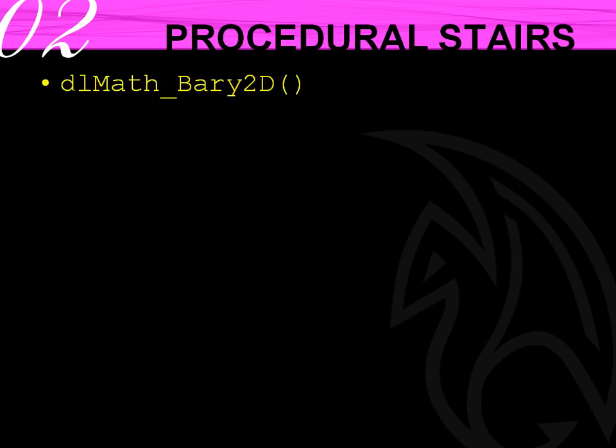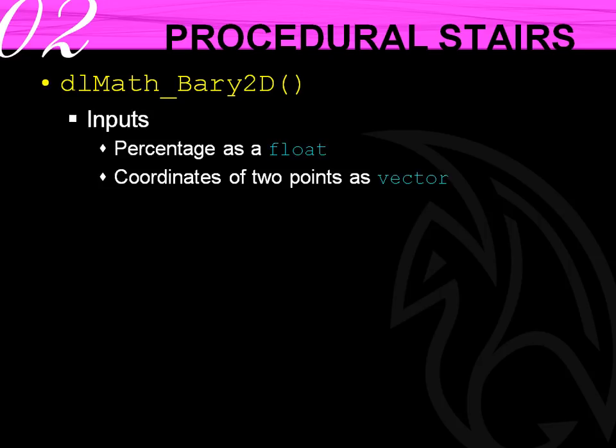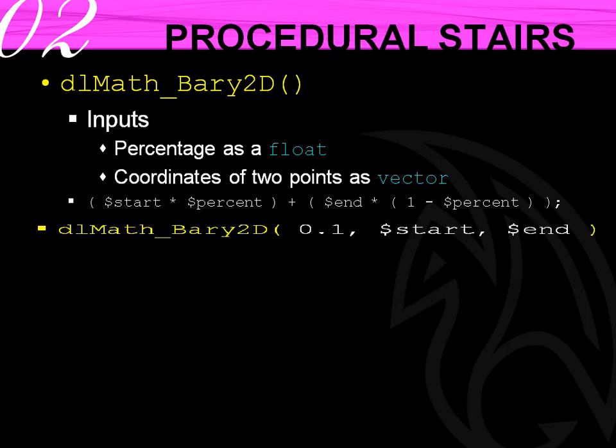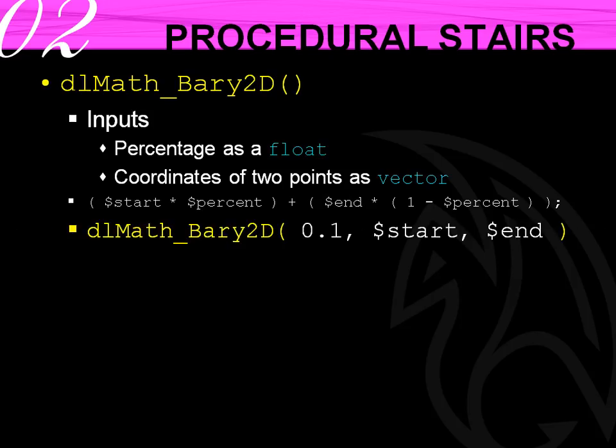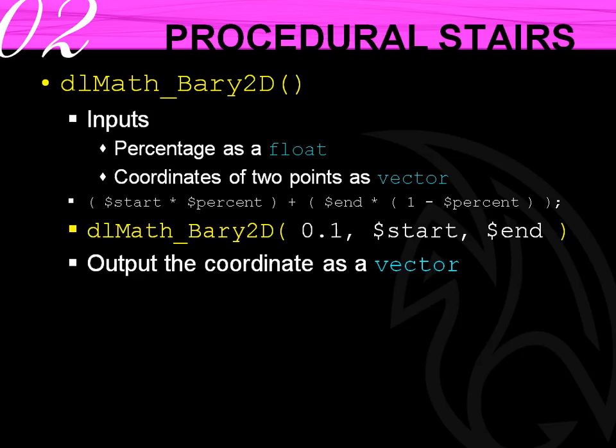So what we'll do is create our own command called dlmath_berry2d. The inputs are going to be the percentage as a float and the coordinates of the 2 points as vectors. So here, again, remember we're going to use our formula, start times percentage plus end times 1 minus percentage. Here's an example of how we would use Berry 2D. So 0.1, so 10%, and then the start point and the end point. And the output coordinate is a vector. It's going to output the coordinate of our new point, the point along the edge, as a vector.